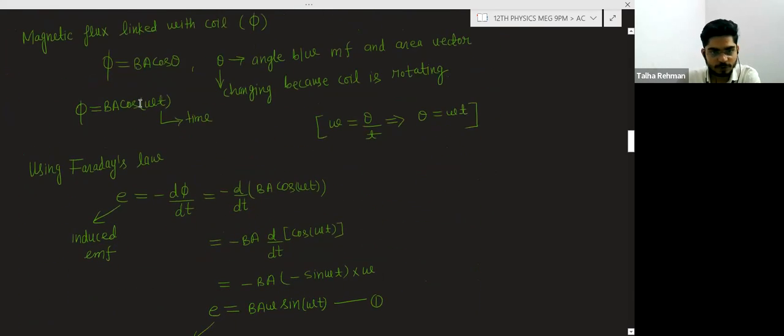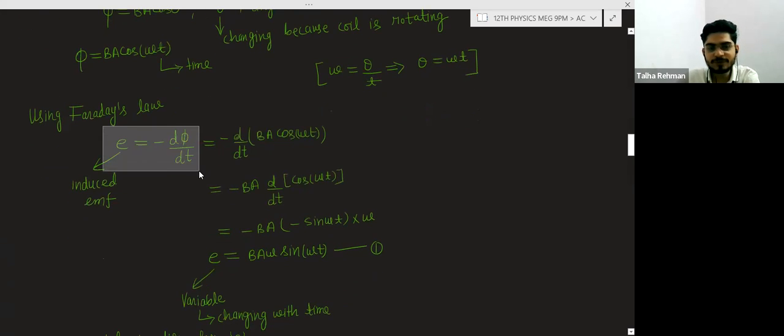So from here, this is your phi, magnetic flux. You can see time is changing every moment. We know that 1 second, 2 seconds, time is going. If time is changing, then your magnetic flux is changing. Changing magnetic flux will produce the EMF, and this formula you will use: E is equal to minus d phi by dt. This is Faraday's law.